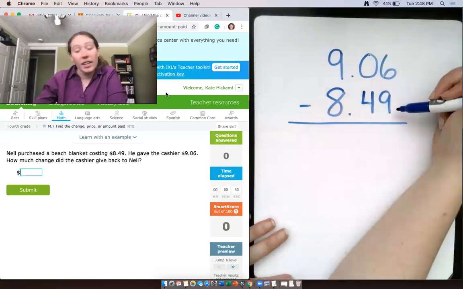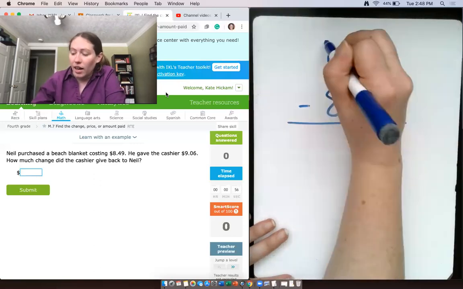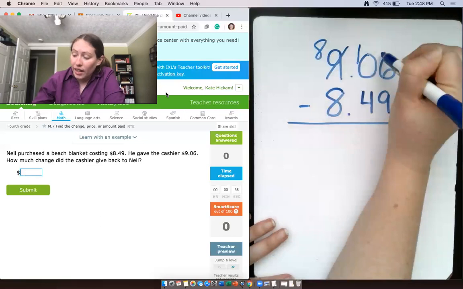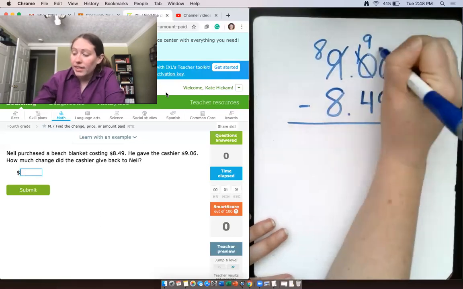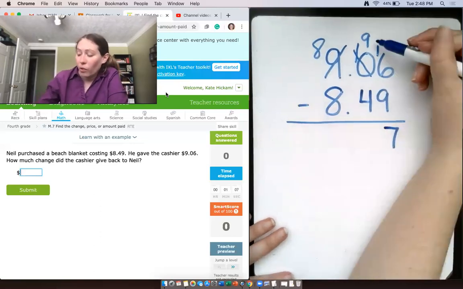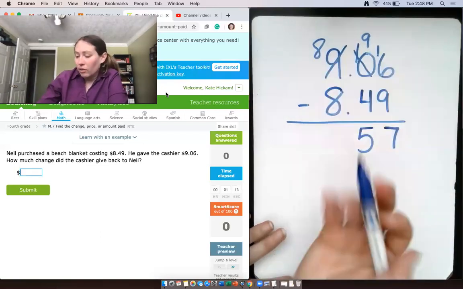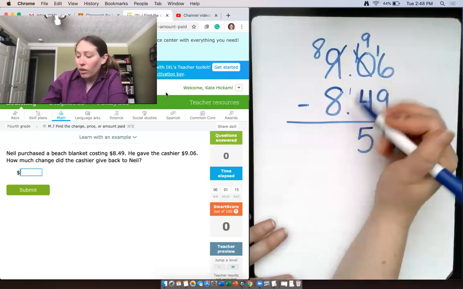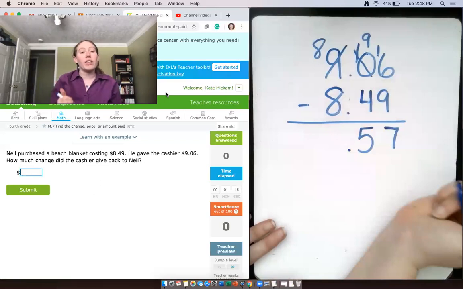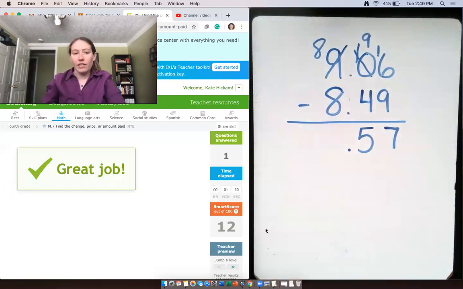So 6 take away 9 equals can't do it. Cross out the can't do it. Cross out the 9, make it an 8, add a little 1. Cross out the 10, make it a 9, add a little 1. 16 take away 9 equals 7, write the 7. 9 take away 4 equals 5, write the 5. 8 take away 8 equals 0. Now remember, when we're subtracting decimals, we got to bring down that decimal. So he got 57 cents back. But we got to make sure we include that decimal when we write our answer. So 0.57, and he got back 57 cents.